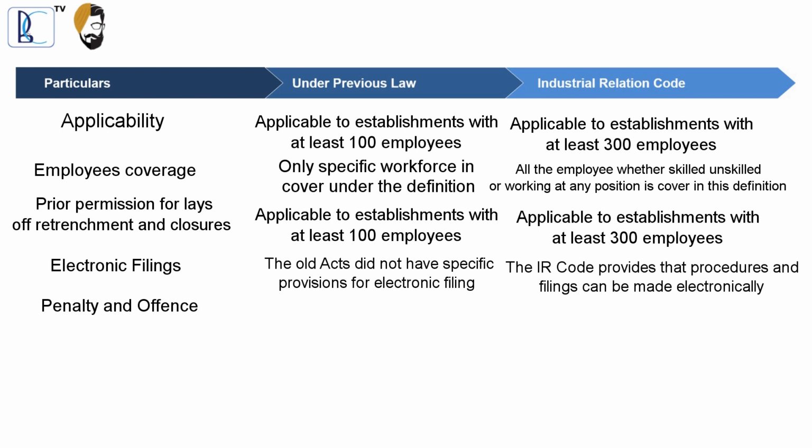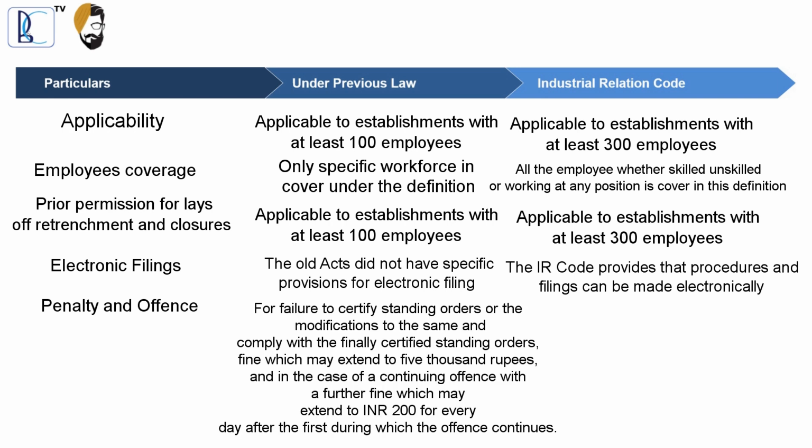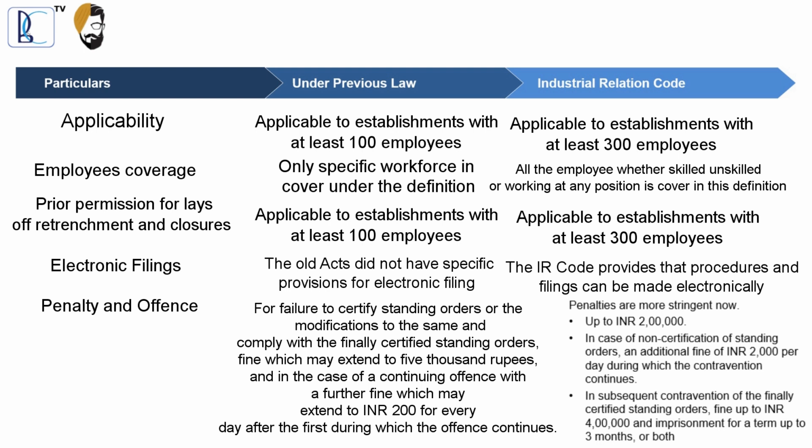Penalty and offence. For failure to certify standing orders or the modifications to the same and to comply with the finally certified standing orders, a fine which may extend to 5,000 rupees, and in the case of a continuing offence a further fine which may extend to 200 Indian rupees for every day after the first during which the offence continues. Penalties are more stringent now, up to 200,000 Indian rupees. In case of non-certification of standing orders, an additional fine of 2,000 Indian rupees per day during which the contravention continues. In subsequent contravention of the finally certified standing orders, a fine up to 400,000 Indian rupees and imprisonment for a term up to 3 months, or both.